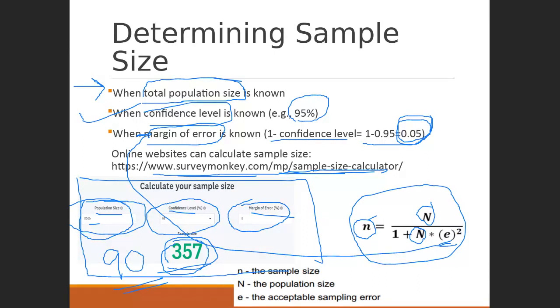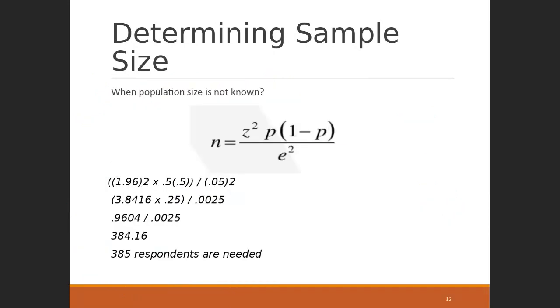So this is the situation when your total population size is known. You can easily calculate your sample size. But in situations when your population size is not known, what to do? Well, in those situations, when your population size is not known or your population is very large, you can use this particular equation. This equation has very important parameters.